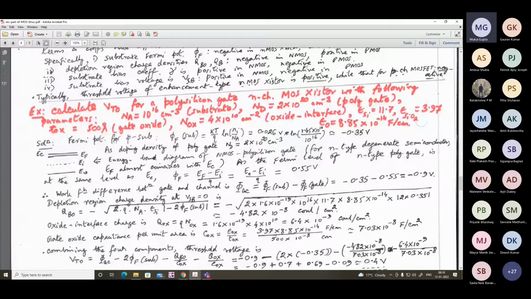And how to calculate? Remember that there are four components for the threshold voltage. So the first component is related to the difference of work function.